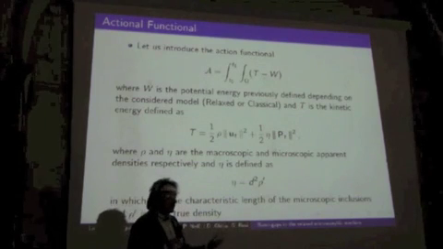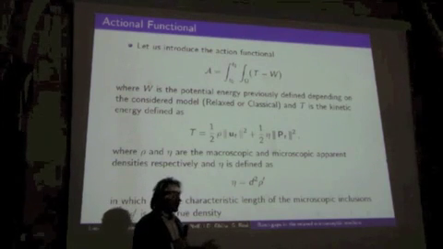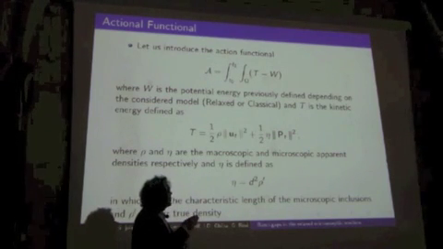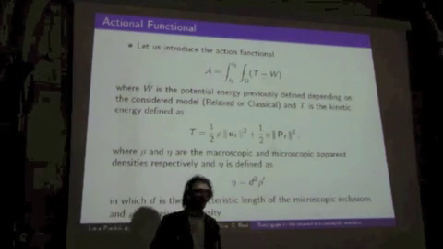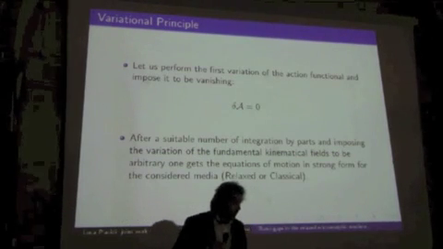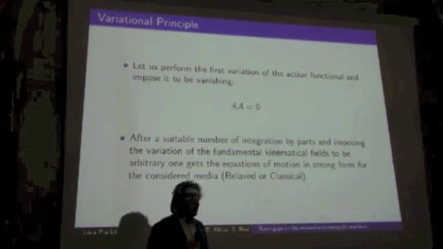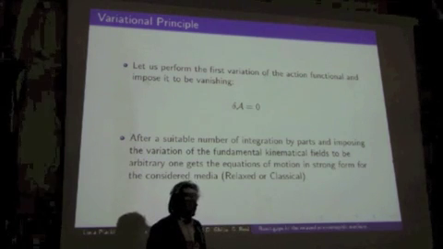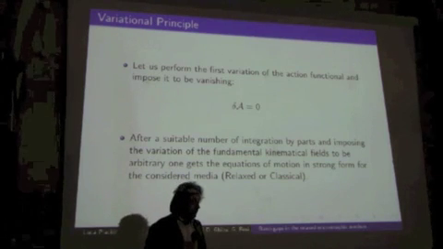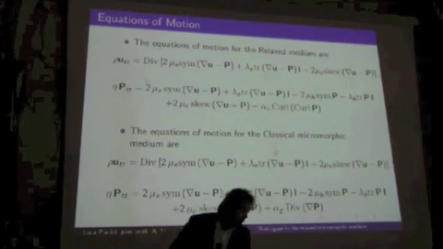So to find the dispersion relation, we start with an action, the kinetic energy of which is shown, and for which the internal energy W is one of the previously shown. So we perform the variation, and after a suitable number of integration by parts and imposing a variation of the fundamental kinematical fields to be arbitrary, one gets the equations of motion in the strong form for the considered material depending upon the internal energy that we can choose.